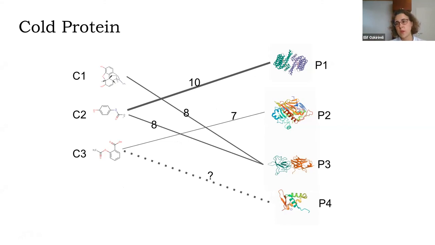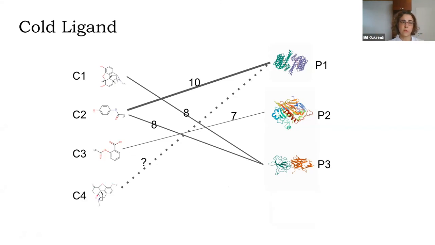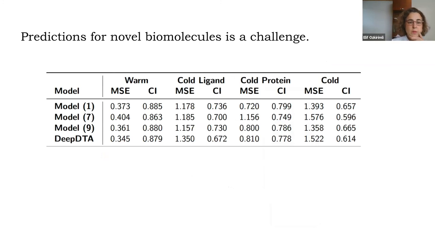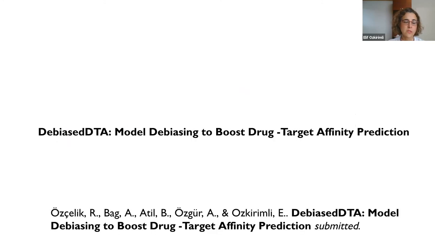So the cold protein is when the protein is encountered for the first time. The cold ligand is when the ligand is encountered for the first time, but there may also be cases where the protein and the ligand are both cold. And when we look at different models or different methodologies, we see that when we look at warm performance, the mean square error is around 0.3, but as soon as you encounter a cold ligand, or a cold protein, or a cold protein and ligand pair, the mean square error rises to around 1, which is quite high compared to the warm case. So predictions for novel biomolecules is still a challenge.